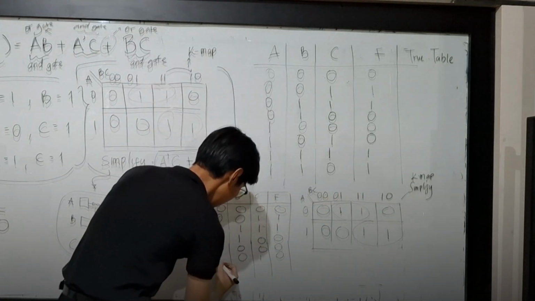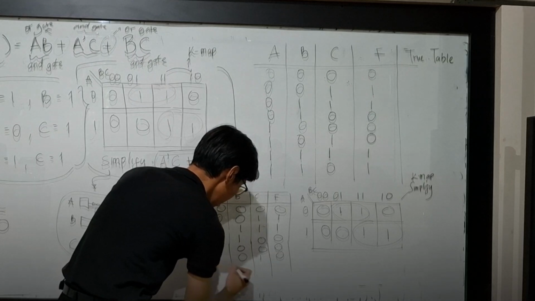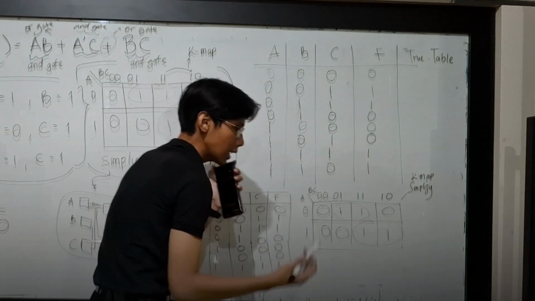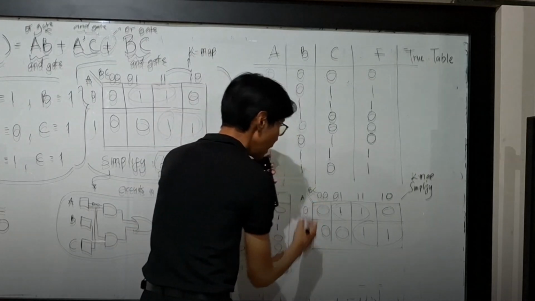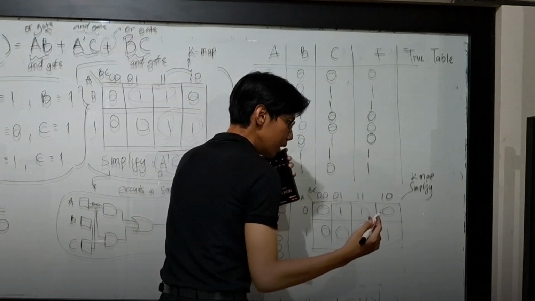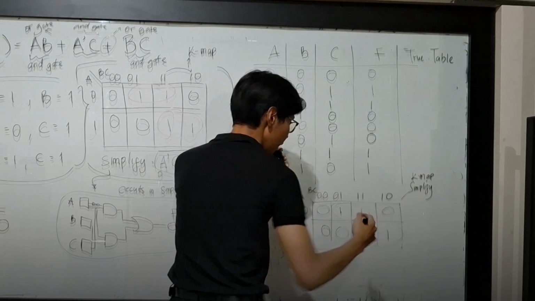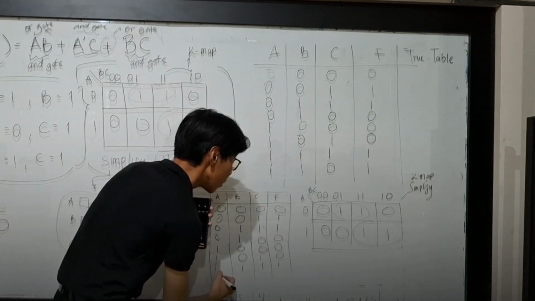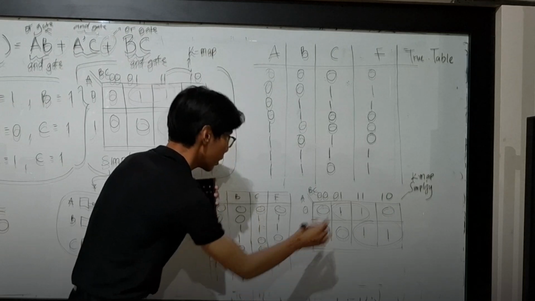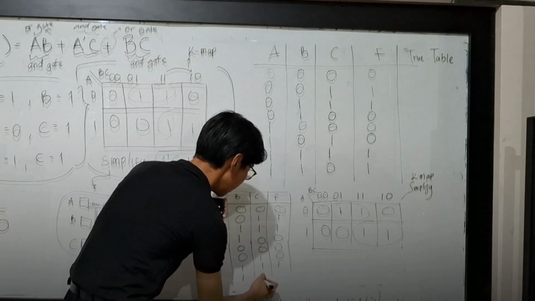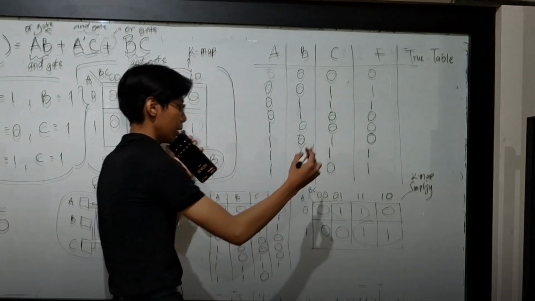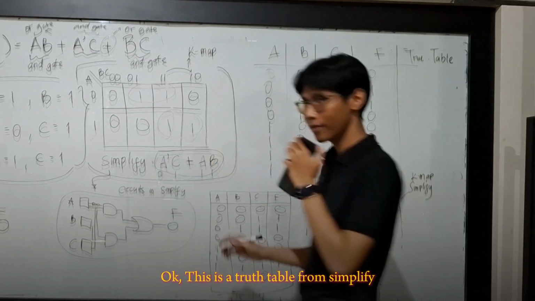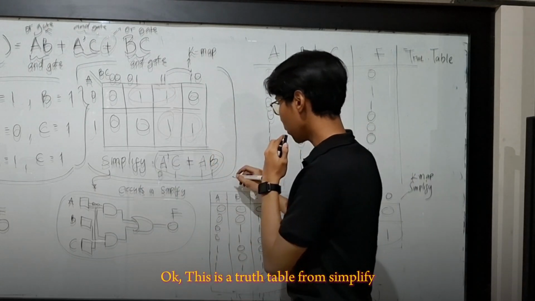1, 1, 1, A, B and C are 1, 1, 1, the output is 1, and the last one, A and B equals 1 and C equals 0. 1, 1, 0, and the output is 1. Okay, this is the truth table from simplify.